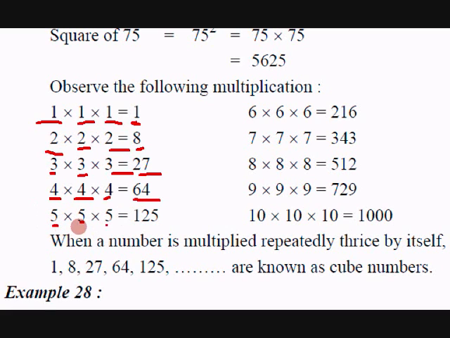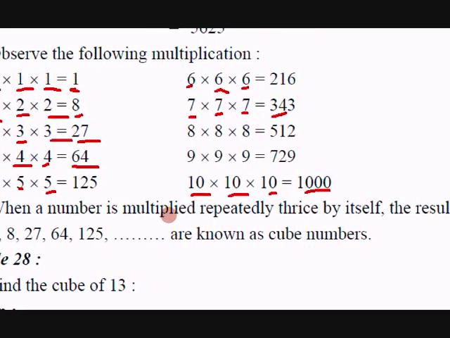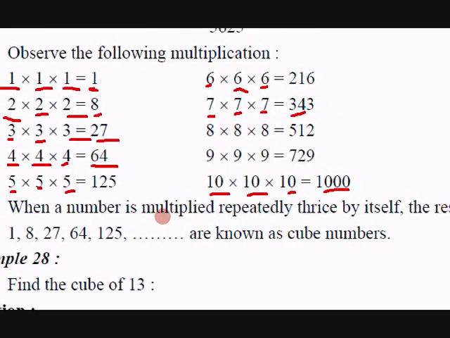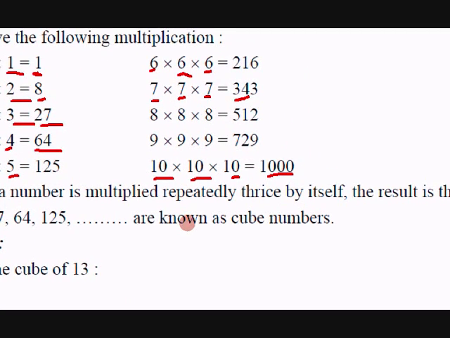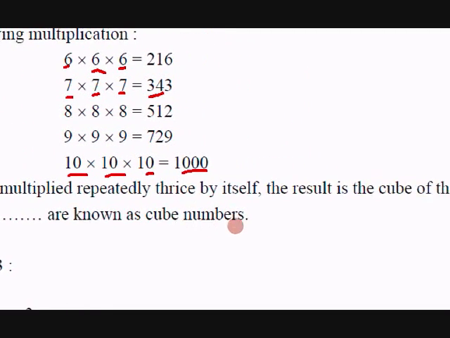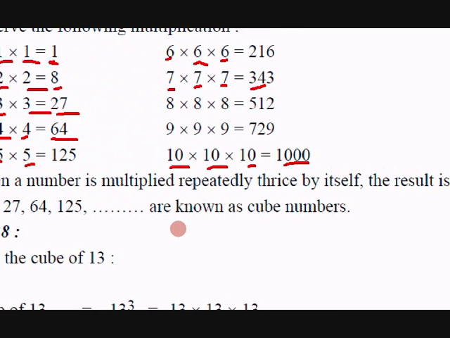6 into 6 is 36. 36 into 6 is 216. 7 into 7 is 49. 49 multiplied by 7 is 343. Likewise, 10 multiplied by 10 multiplied by 10 gives 1000. So what is the observation here? When a number is multiplied repeatedly thrice by itself, the result is the cube of that number.